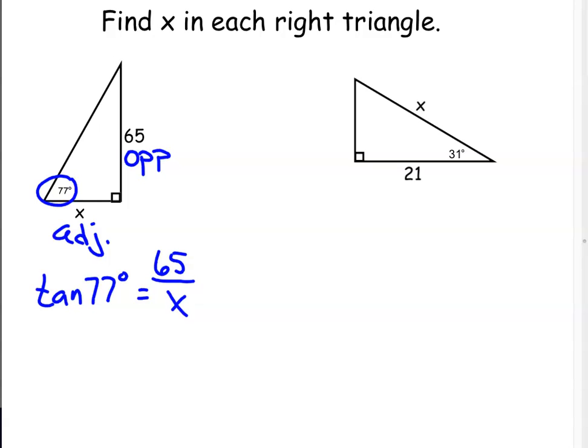Now this one's a little different than the two we just did, because now our variable's in the denominator. We have to get that variable into the numerator for solving for it. So we actually are going to have to multiply x to both sides to get rid of it on the right, and it moves over to the left.